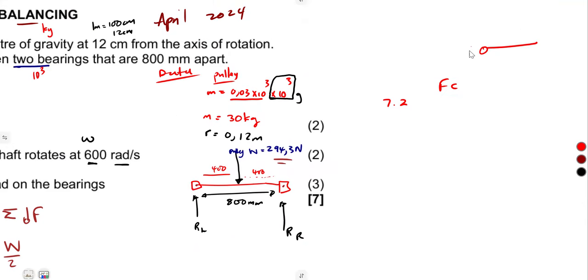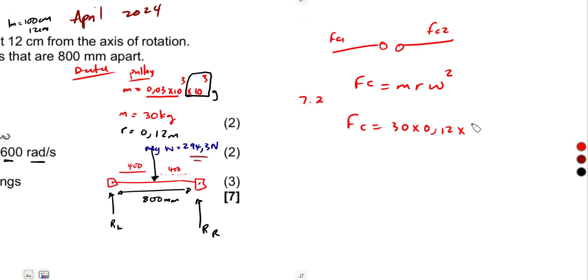Remember, for a single mass, you're going to have another here and another on the other side. So from the mass, radius, and omega, it's mass times radius times omega squared. So that's the mass, 30 kilograms, the radius in meters, 0.12, times our omega. This is too big, 600. So it's going to be 600 squared. They just made a mistake on that value. But anyways, you're just going to use it as it is.